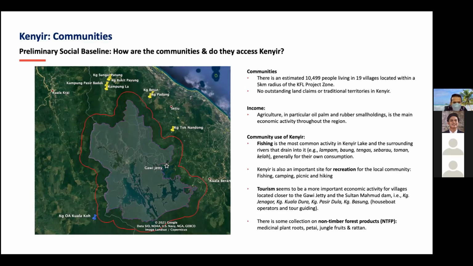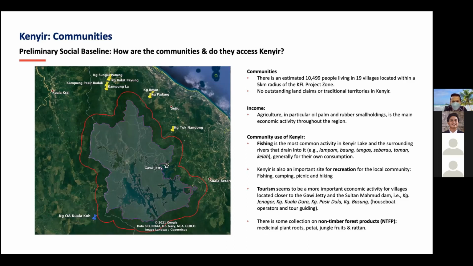But they do use Kenyir for various purposes. So fishing, in Kenyir Lake or surrounding rivers, they catch lampan, baung, tengas, sebarau, toman, kala. So if you have fishermen here in the webinar today, I'm sure you know more than me what fish there is that you can catch. Kenyir is also important for recreation for the local community: fishing, camping, picnic, hiking.